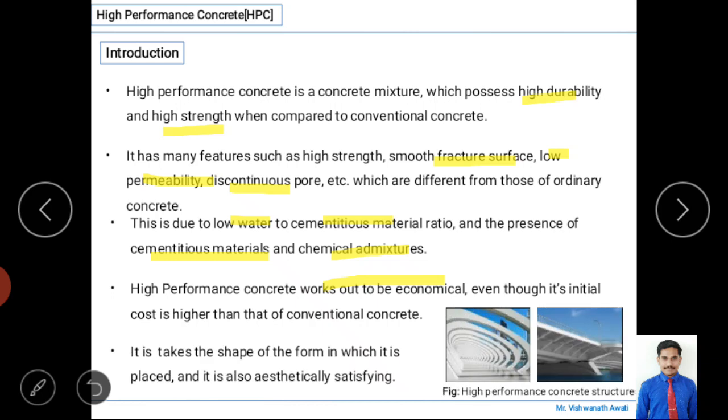And you can see in the figure how complicated the structures are. To construct these kinds of structures requires very workable concrete. We can make this kind of complicated structure with the help of high performance concrete, because it can take any shape we require, and it gives very good aesthetic conditions.